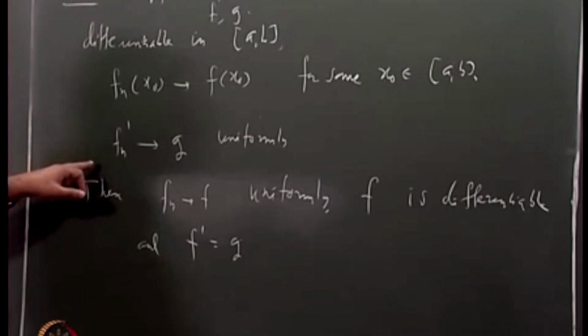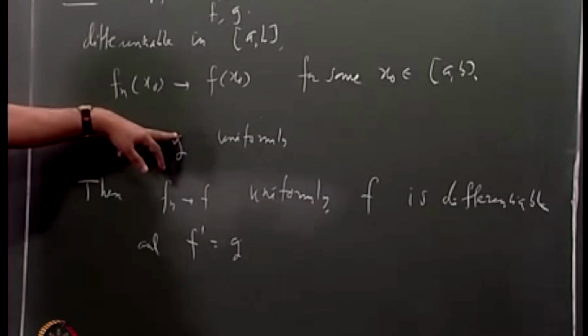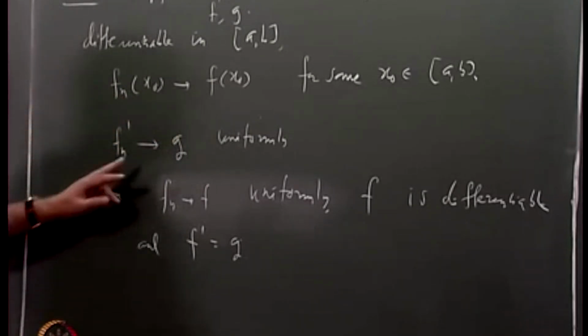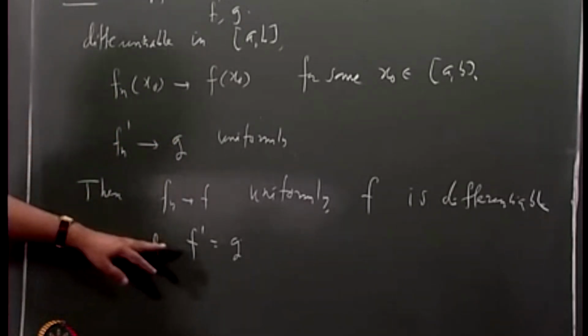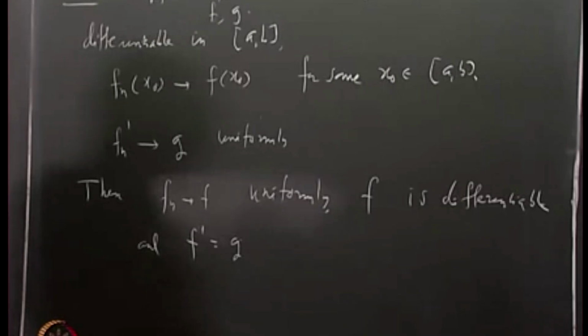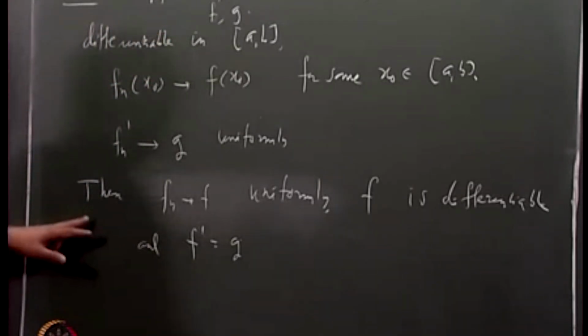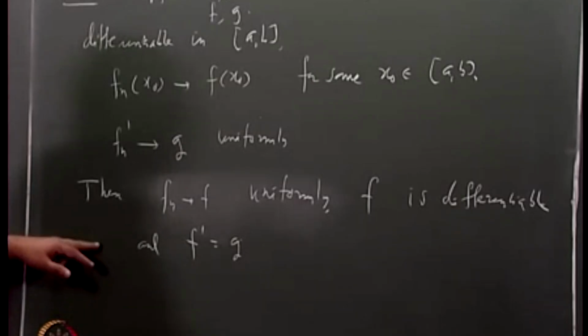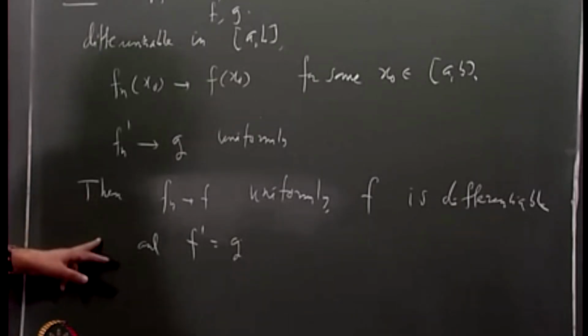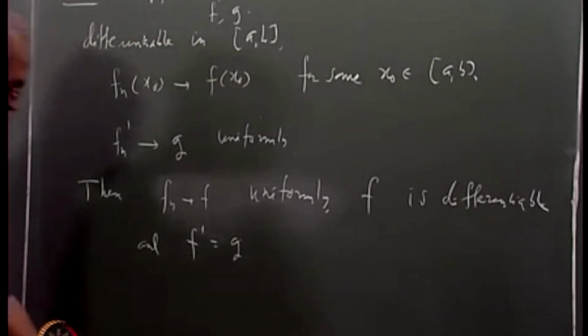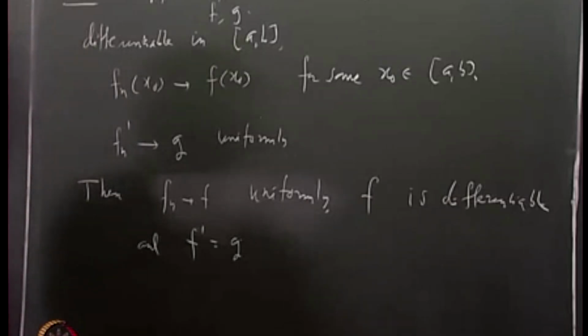Okay, and we already know that fn of x naught converges to f of x naught. So using that it will be fairly easy to show that f is differentiable and its derivative is the same as g. But if we don't assume that fn prime is continuous, then the proof is slightly involved, in the sense that we will need some more work to do. And that is what we shall do.